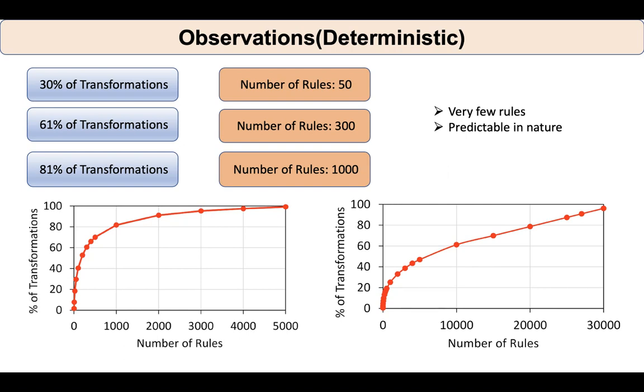Here we can see that 30% of transformations are done by 50 rules, and lastly only 1000 rules govern the 81% of changes. By learning this limited number of rules statistically, it will be easy to revert the changes, and the most important thing, this deterministic behavior is the main reason why a machine learning reversion attack is possible.